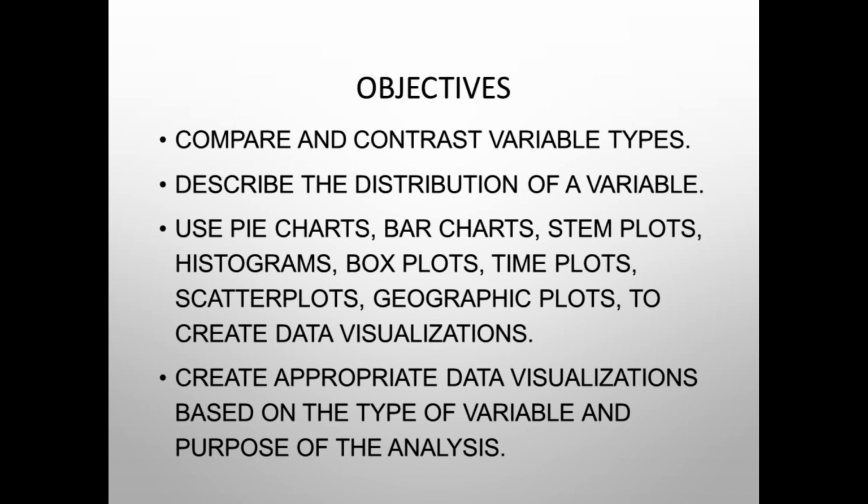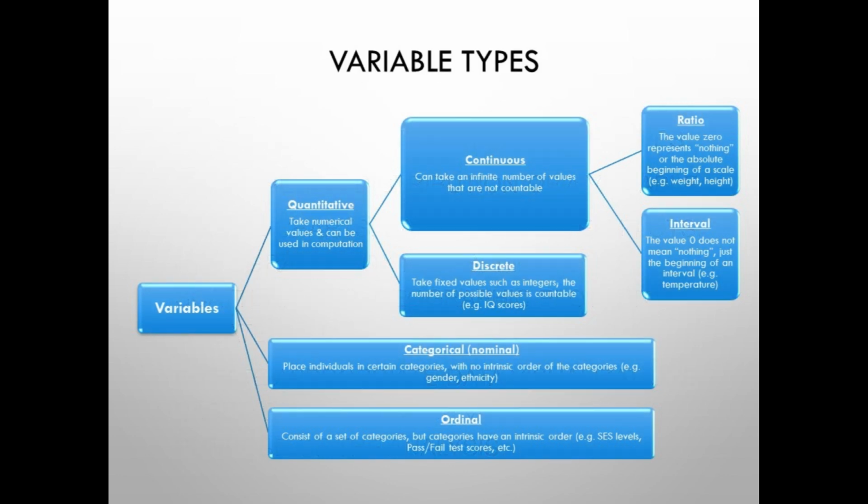I will talk about pie charts, bar charts, stem plots, histograms, box plots, time plots, scatter plots, and geographic plots. As illustrated in this diagram, variables can be of different types. Some variables are called quantitative because they take numerical values and can be used for computations, like test scores, for instance. Quantitative variables can be of different kinds though.